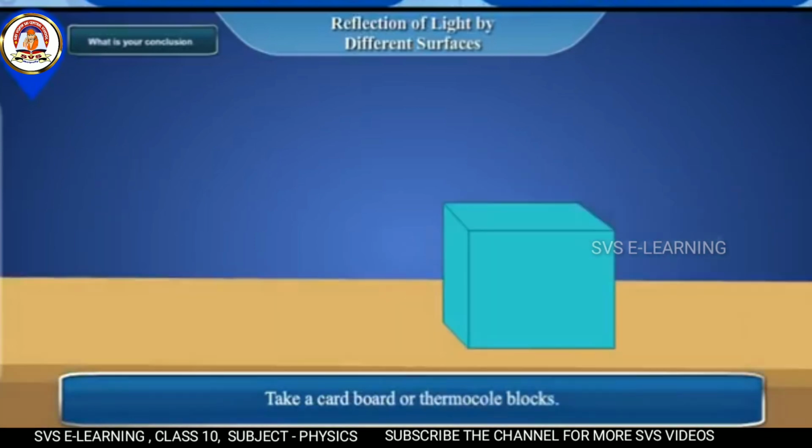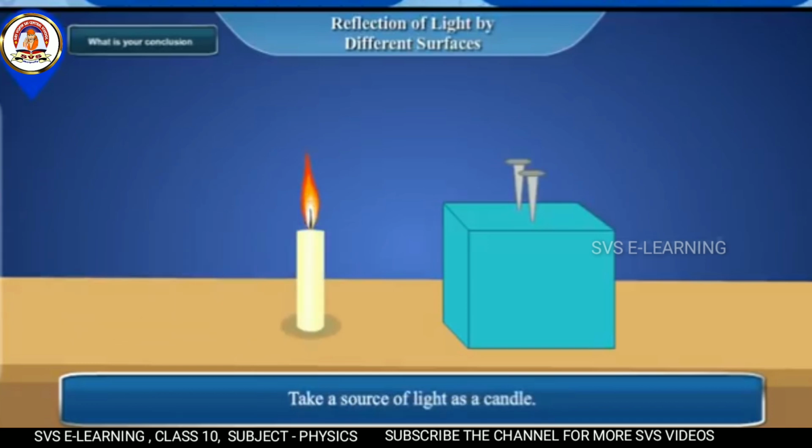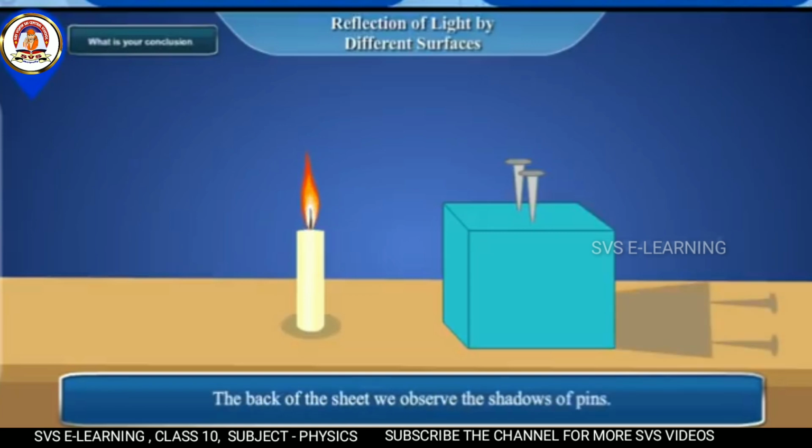Take a cardboard or thermocol block and fix two pins on the sheet. The pins are parallel to each other. Take a source of light such as a candle. When a candle is kept near the sheet, the back of the sheet will show the shadows of the pins. We see that these shadows are diverging.